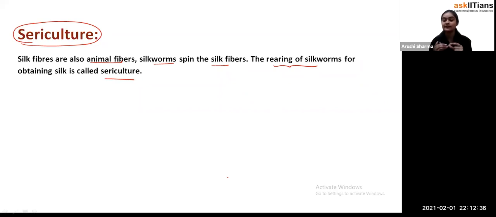Now when this larva is transferred onto the mulberry leaves, it grows and converts into the adult larva, and that adult larva starts forming a net-like sheet around itself, and that net sheet is used for silk. Exactly, so that's the sericulture process, students. You can see that the rearing of the silkworm for obtaining silk is called sericulture. Okay.